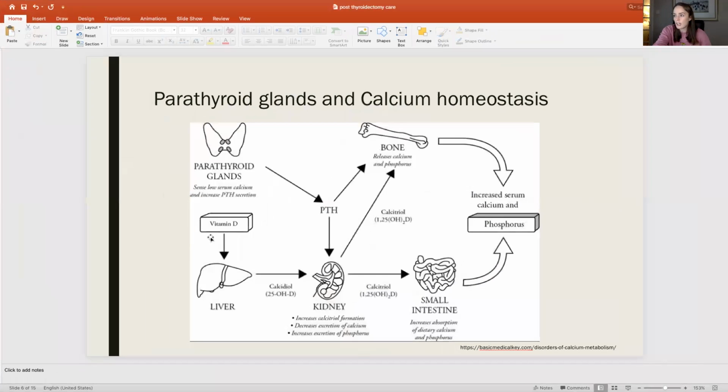I'm just going to touch now on the parathyroid glands again and their role in calcium levels in the blood. So the parathyroid glands secrete parathyroid hormone. This acts on multiple parts of the body, including the bone, the kidneys, and the small intestine. And the parathyroid hormone, the final result is that it increases calcium levels in the blood. So when your calcium levels are low, your parathyroid glands will kick into action, produce some more parathyroid hormone, and will increase your serum calcium levels.